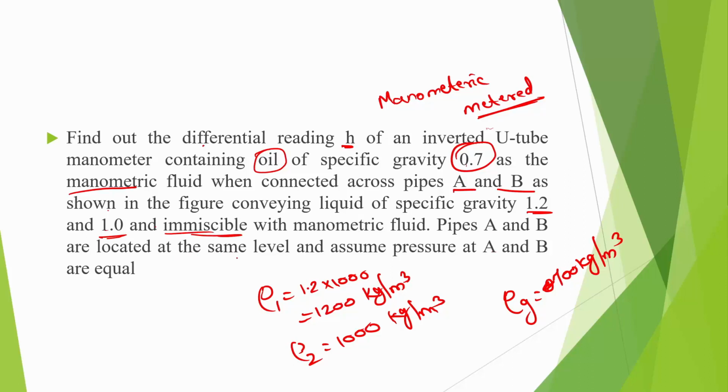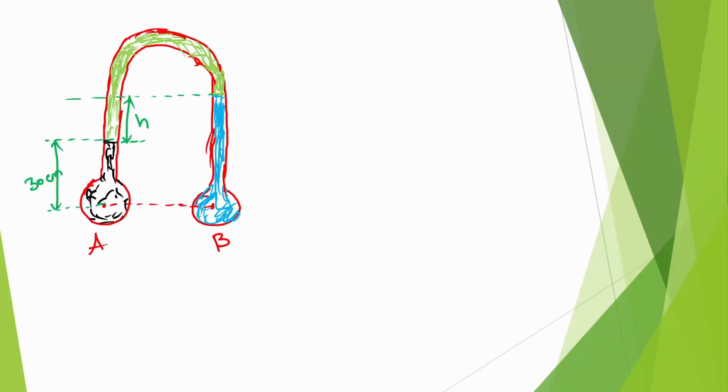Pipes A and B are located at the same level, and we assume the pressures at A and B are equal. So the pressure at A and B is equal. That technically means PA minus PB is equal to 0. So we could utilize this to find the unknown. So this is the diagram that is given in the question.